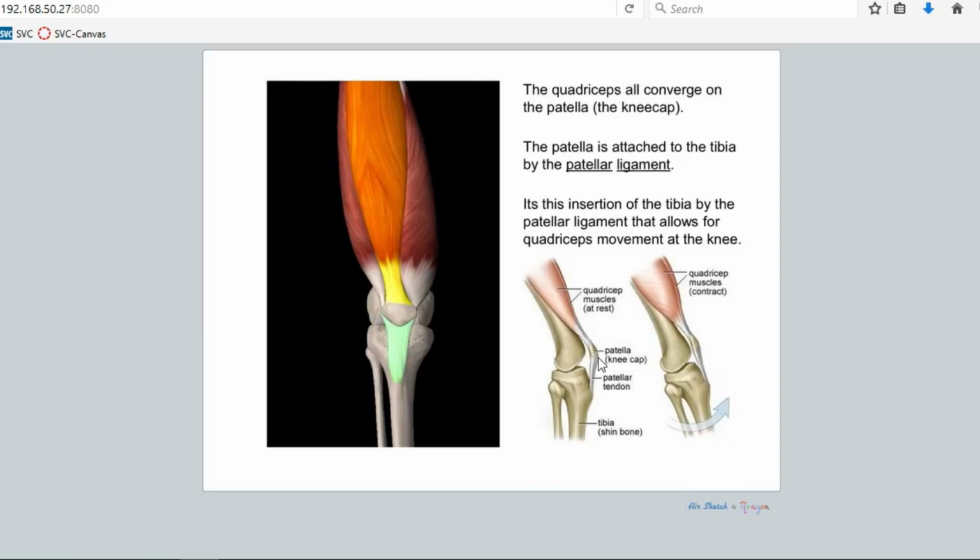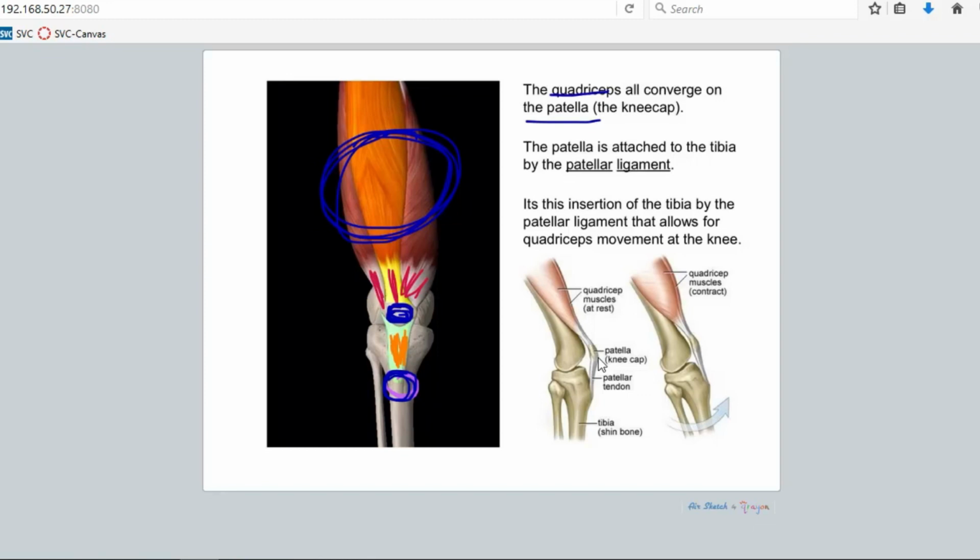Now what happens is the quadriceps all converge on the patella, on the kneecap. So the tendons for all of these muscles converge on and insert on the patella. And then the patella is attached to the tibia, specifically the tibial tuberosity, by this patellar ligament right there. So essentially all of these quadriceps muscles up here, all of their insertion points are down here on the tibial tuberosity. And that occurs because of this patellar ligament right there.